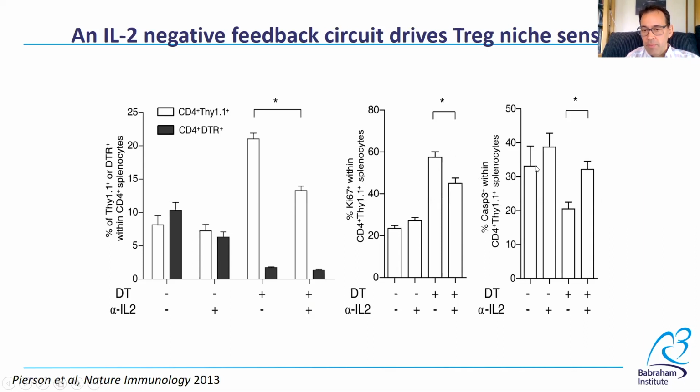And on the third panel, we're looking at the apoptosis rate, which is already quite high for Tregs. This drops down if you delete half the Tregs, because the remaining Tregs are filling up and they're not dying as fast. And this drop is negated by adding anti-IL-2.